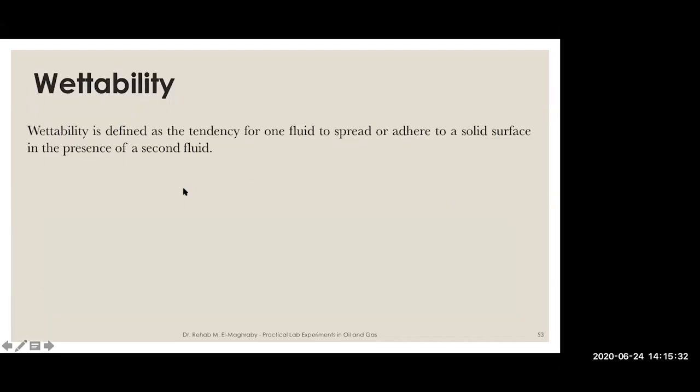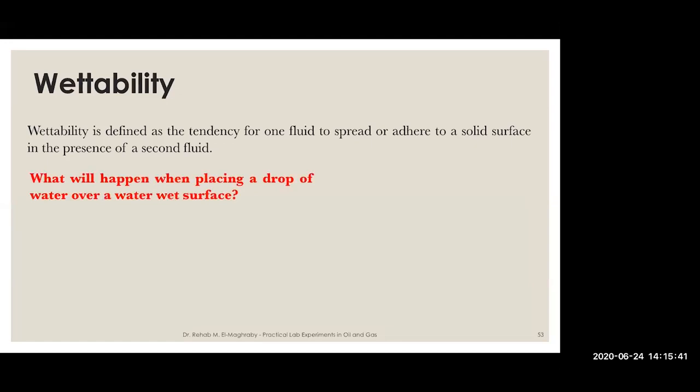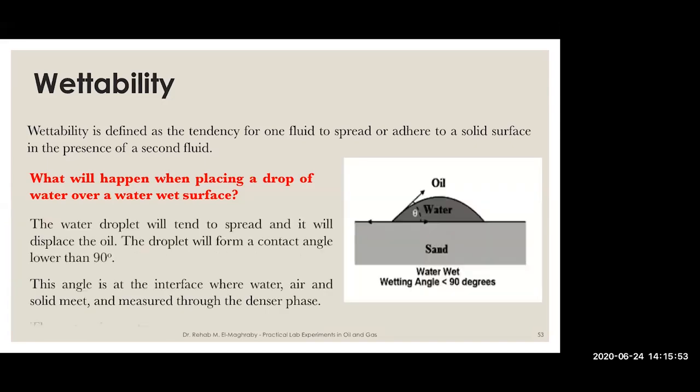So we can define wettability as the tendency of one fluid to spread over a solid surface in the presence of a second fluid. If you have a rock surface and the medium was oil, and you place a water drop on it and this surface was water wet, what will happen? The water drop will spread, because the attraction force is very low. So the water can spread and displace this oil. What we can find here is the contact angle. What is the contact angle that we'll find? It will be less than 90 degrees because it is a water wet surface. So the water will spread and form a contact angle between oil, water, and the core surface or the rock surface.